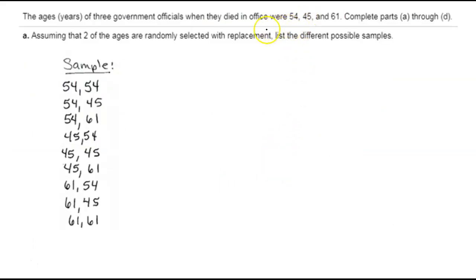Okay, looking at one more example here. On this one, the ages of 3 government officials when they died in office are given. Complete parts A through D. So assume that 2 of the ages are randomly selected with replacement. List the different possible samples. Okay, so looking at these three values from the population, if we look at all of those samples, then this is our list that we would have for those different possible samples.